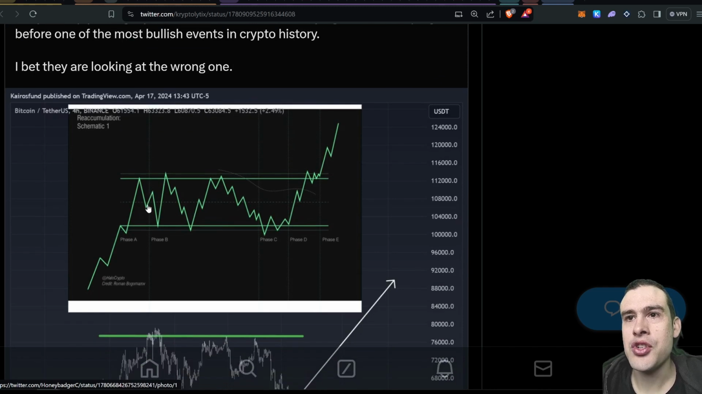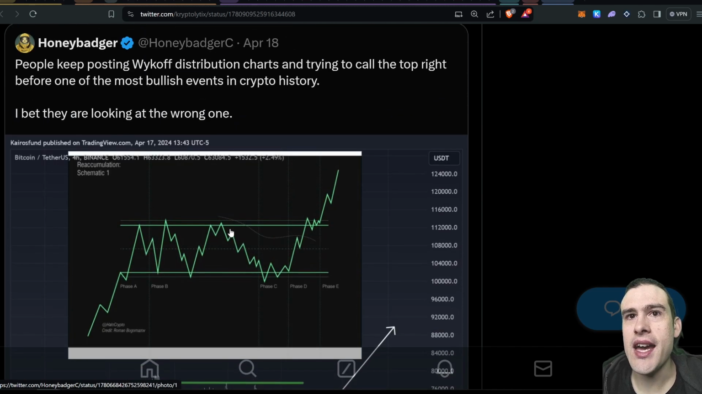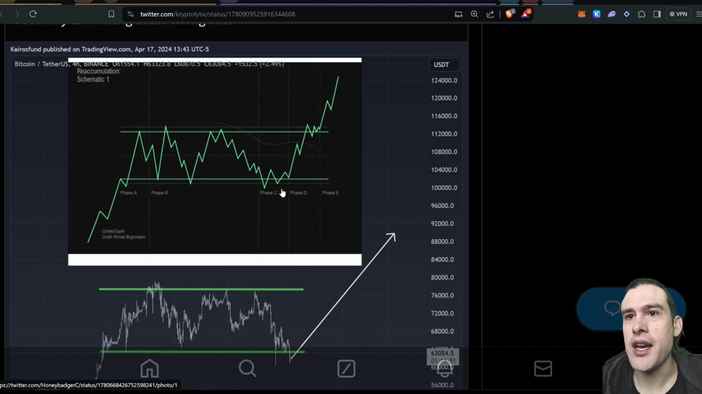So let's look at some possible price predictions, also based on the Wyckoff, or Wyckoff, depending on how you pronounce it, chart patterns. So this is a Re-Accumulation schematic, and we could be in sort of a spring phase, and then we get the upthrust, although this is just phase B. This is just showing the basic phases.